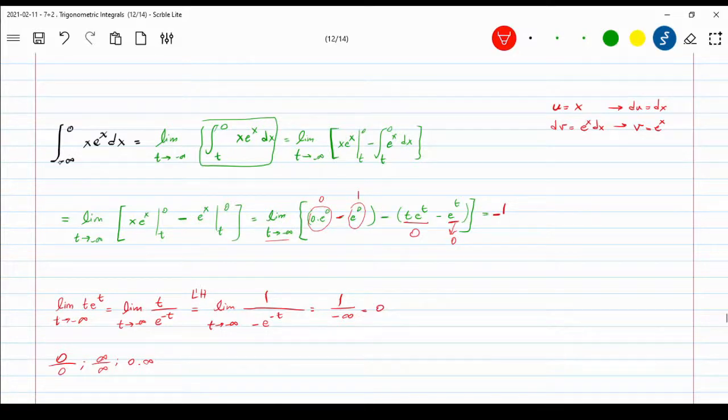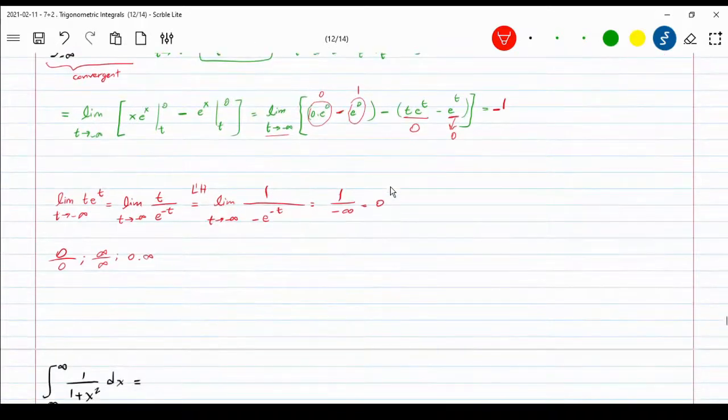Okay, so what can I say about the integral? The integral is convergent. And we found out what is this corresponding value. Okay, just make sure that you review this L'Hopital rule. These were the 3 cases.